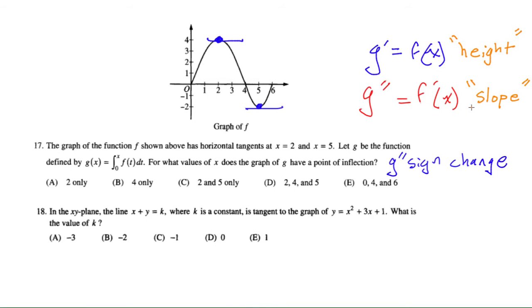All right, so if I'm saying g double prime sign change, I'm saying f prime sign change, I'm saying slope sign change. So where do I have a slope sign change? Well, slope is positive, positive, positive, positive, then negative, negative, then positive, positive, positive, positive, so at 2 and 5.